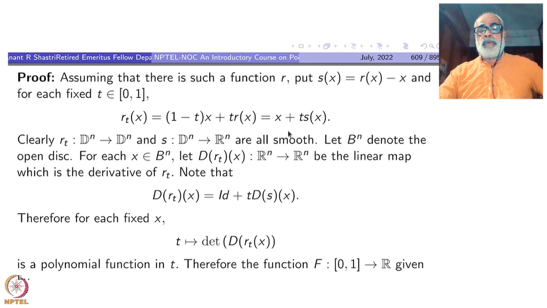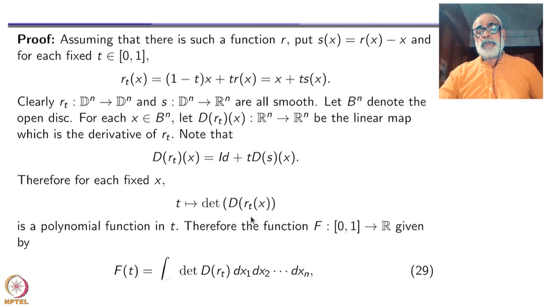Okay, t is also variable. You may wonder what is happening. Rt, where t is frozen here, is one single map. For each fixed x, now you look at the function t going to the determinant of this linear map. This is a linear map from Rn to Rn, right? So you can talk about its determinant, d of Rt at x. Now x is fixed, one linear map is there. Look at the determinant, but t is there. So the determinant of identity plus some matrix will be a polynomial in t of possibly degree n, right? So t occurs in each entry here. So this is a polynomial function.